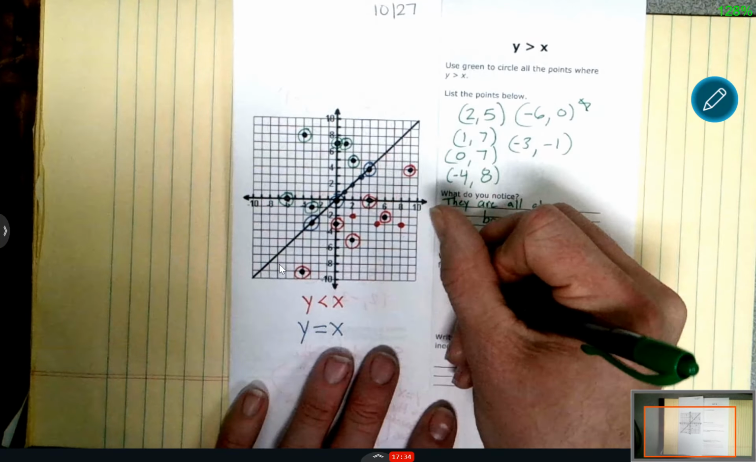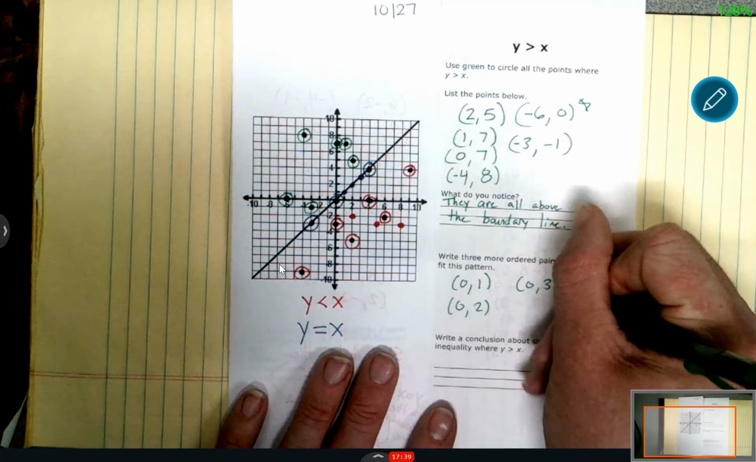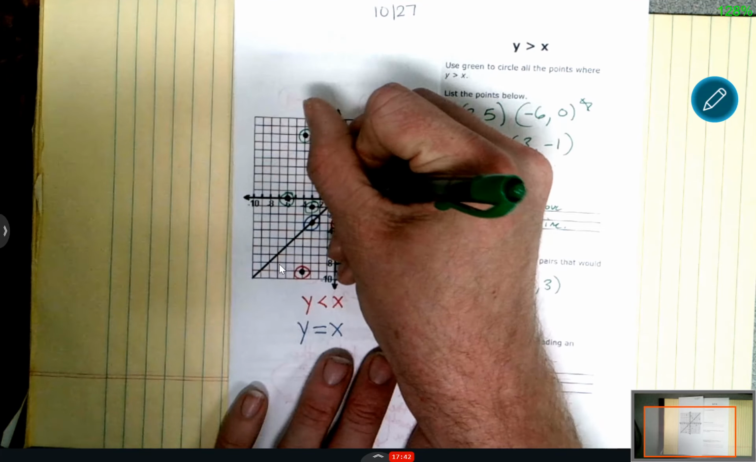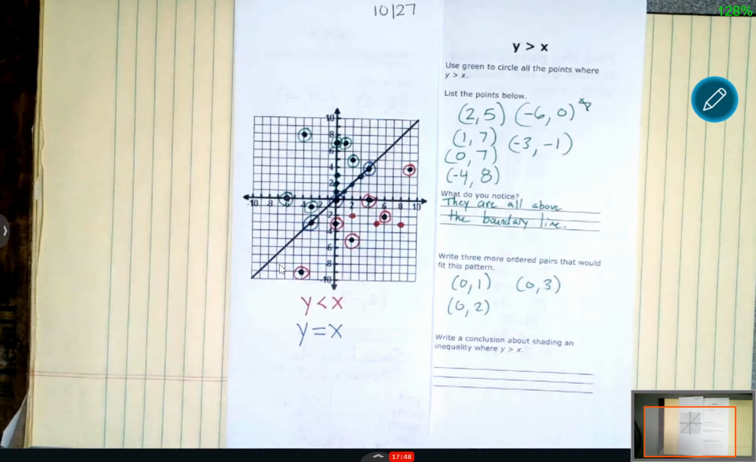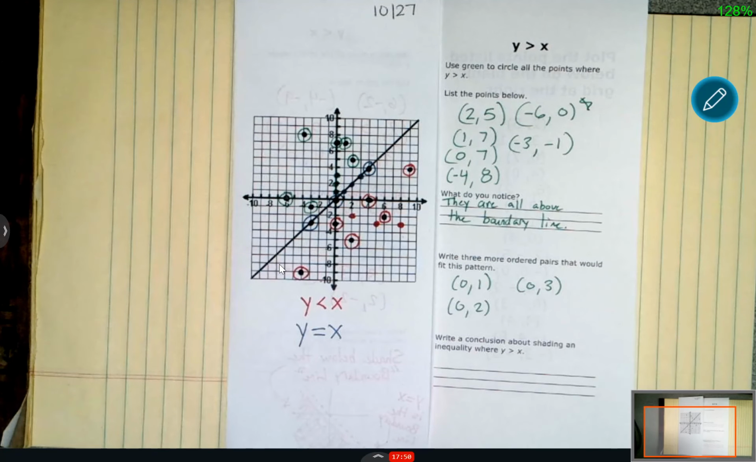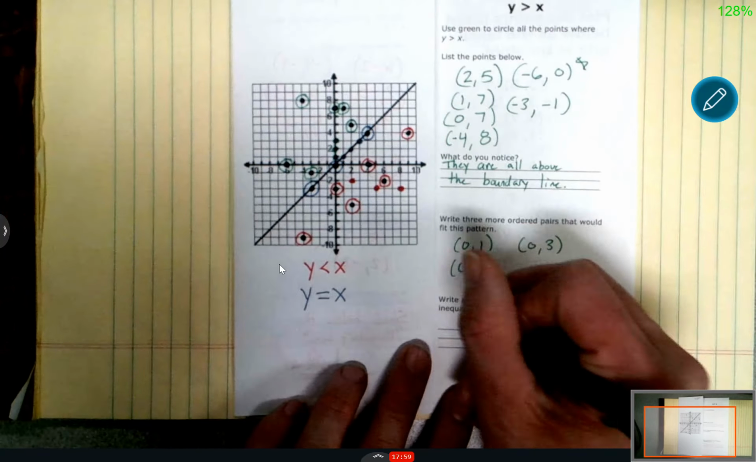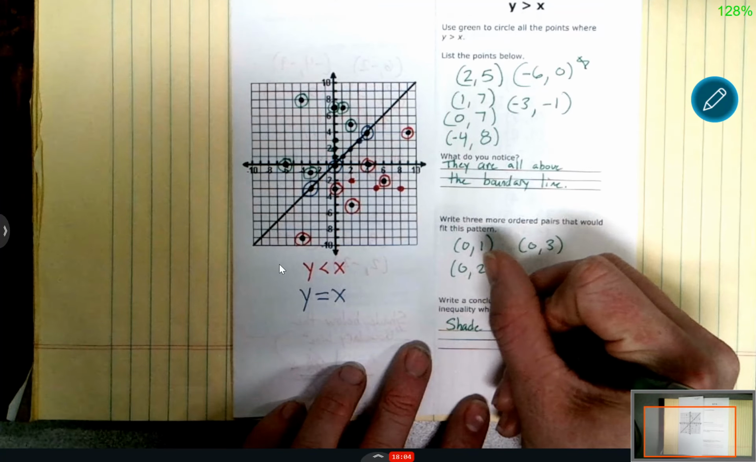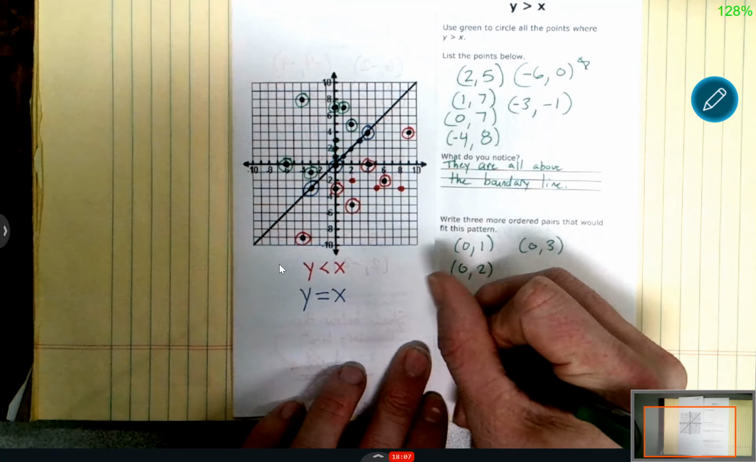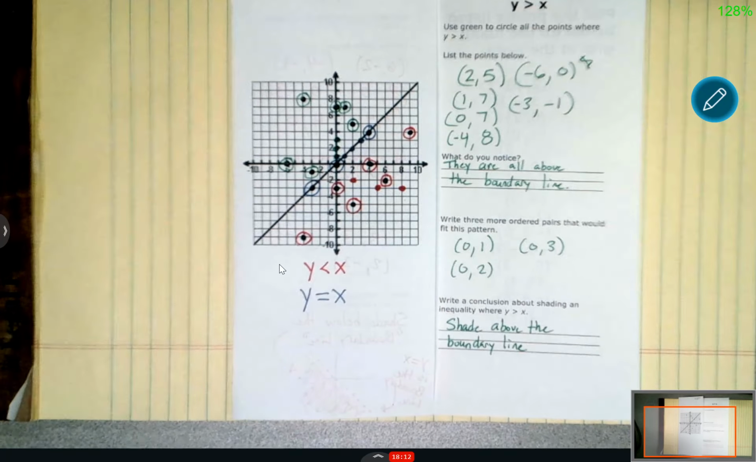I'm going to pick just the easiest 3 points to add: (0, 1), (0, 2), (0, 3). My y values increase as I go up, so everything higher than 0 is going to be a valid point. Everything above (0, 0) is going to be a valid point. And then again, what conclusion can we draw about shading? Shade above the boundary line. They are all above the boundary line.